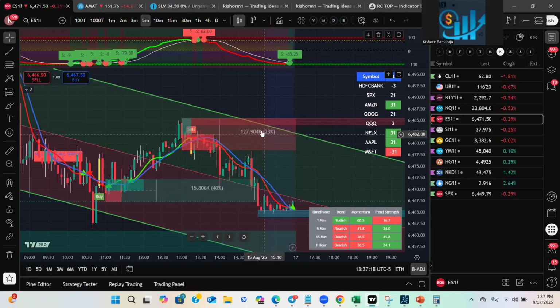So you have resistance, you have sellers, T5 went to the top, trend is bearish. So then you can confidently take more bearish calls or more naked calls or debit spreads like that.